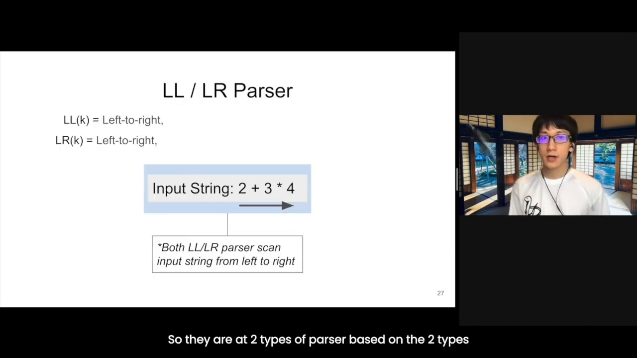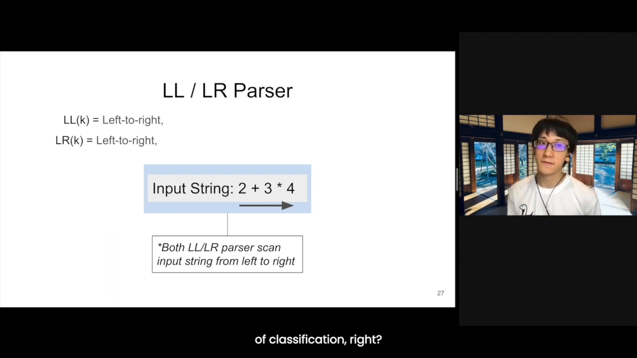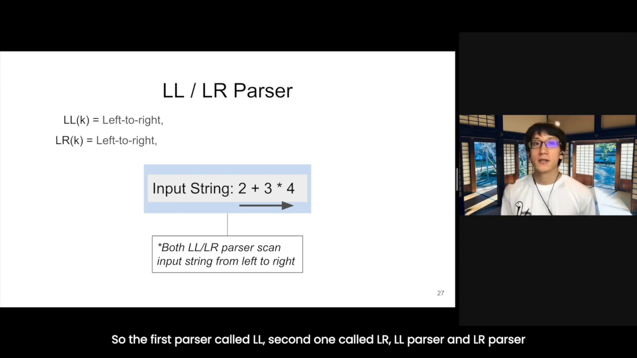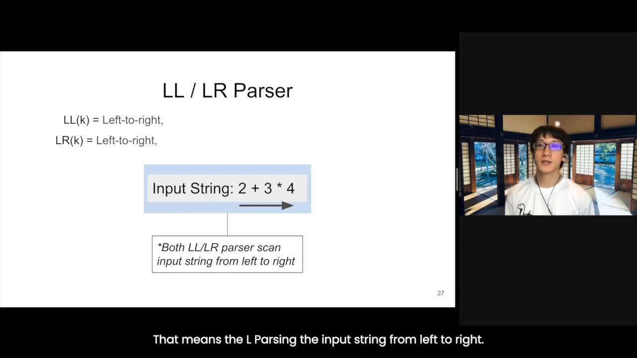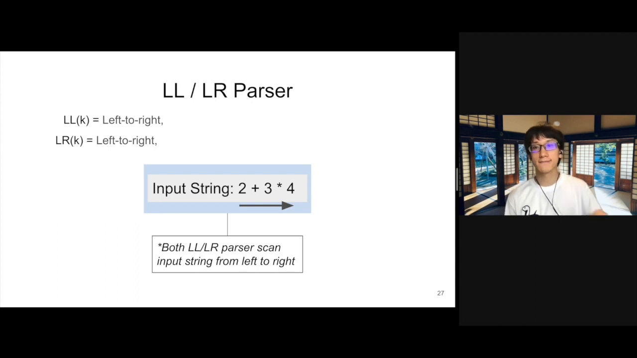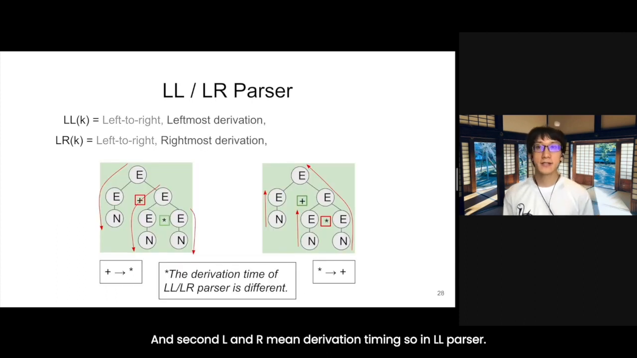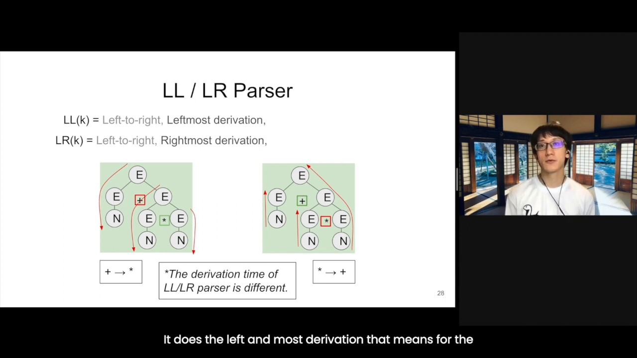So there are two types of parser based on the two types of classification, right? The first parser is called LL, the second one is called LR. In LL parser and LR parser, the first L stands for left to right. That means they all parse the input stream from left to right. And the second, L and R, means derivation timing. So in LL parser, it does the leftmost derivation.